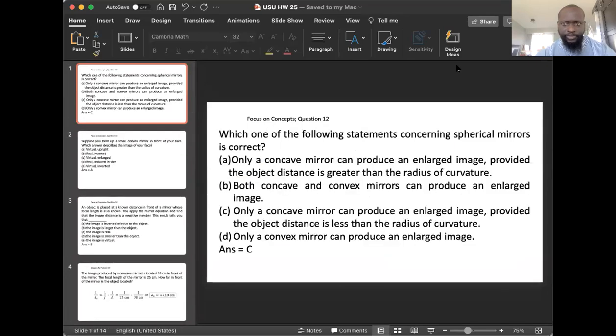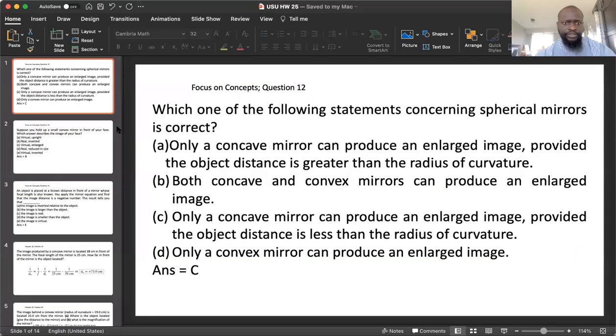So the very first problem we have here, let me enlarge this so you guys can see better. It says, which one of the following statements concerning spherical mirrors is correct? It says only a concave mirror can produce an enlarged image provided the object distance is greater than the radius of curvature. No. Both concave and convex mirrors can produce an enlarged image now.